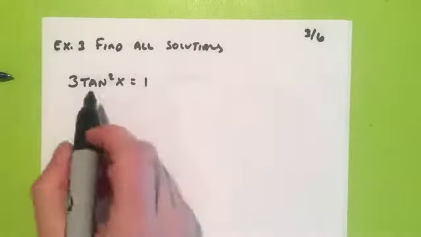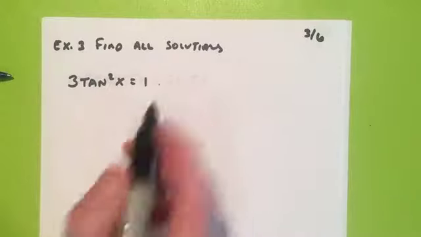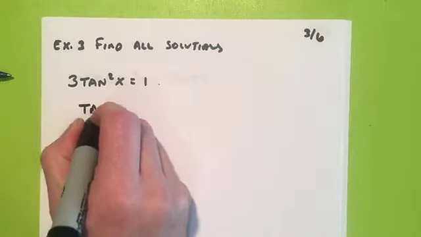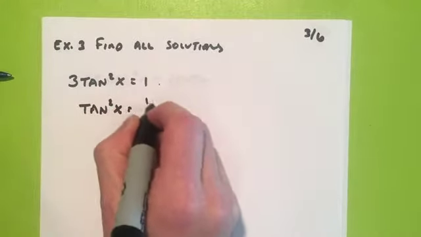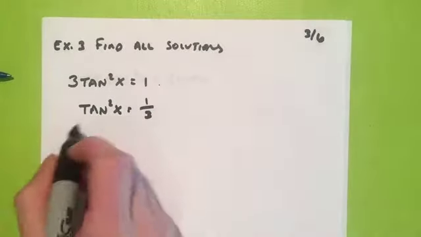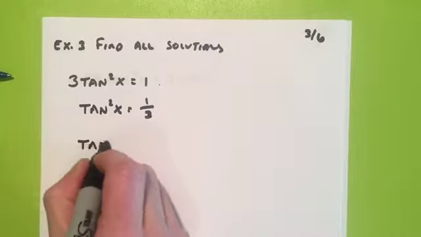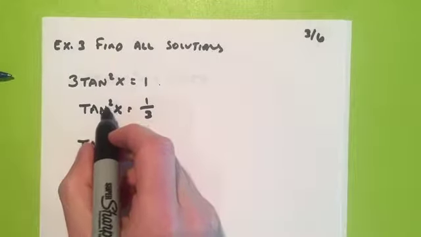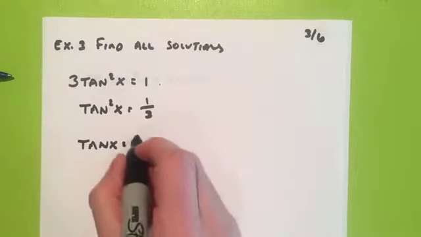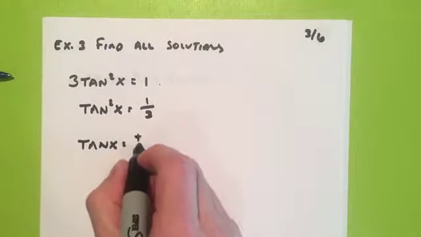So again, I want to isolate the trig function. I'm going to divide by 3. We get tan squared of x equals 1/3. Here, I'm going to take the square root. So we've got tangent of x equals, now taking the square root, we are introducing the square root, so I've got plus or minus 1 over square root of 3.